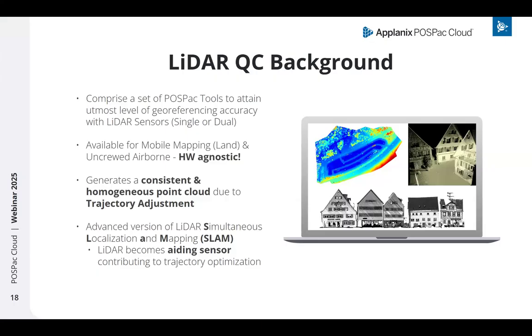The primary objective is to generate a consistent and homogeneous point cloud by refining the vehicle trajectory using LiDAR data. LiDAR QC creates dramatic improvements, particularly in GNSS critical environments where the system is subject to drift effects. So it's an advanced version of simultaneous localization and mapping, that's SLAM, and the LiDAR becomes an aiding sensor contributing to trajectory optimization.